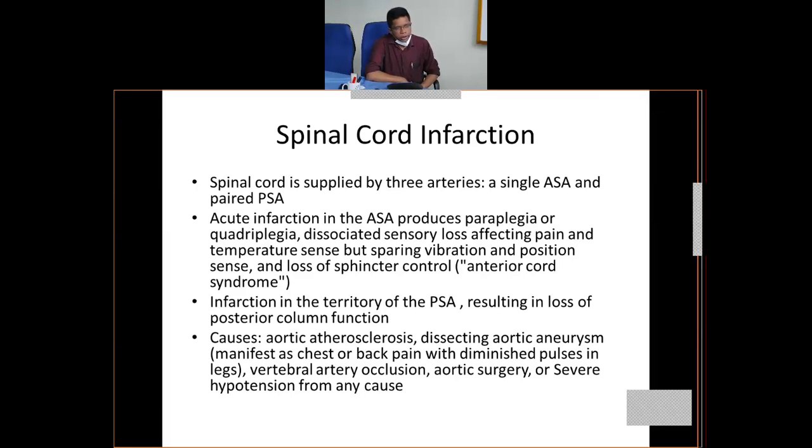Infarction of the posterior spinal artery is not very common. It results in loss of posterior column functions, and causes are many, mostly aortic atherosclerosis, dissecting aortic aneurysms, vertebral artery occlusions, aortic surgery, and sometimes severe hypotension following cardiac surgery. So if there is thrombosis of the anterior spinal artery or the posterior spinal arteries, then it may cause hemiplegia, and based on the involvement you may have either spinothalamic tract sensory loss or posterior column sensory loss.